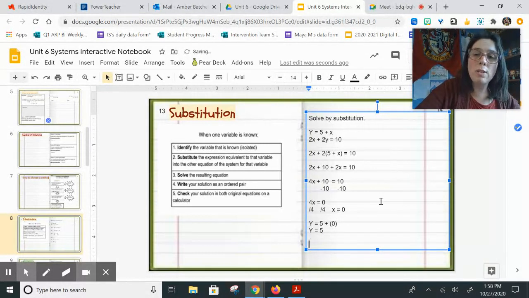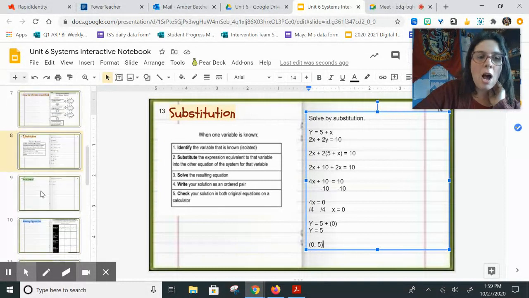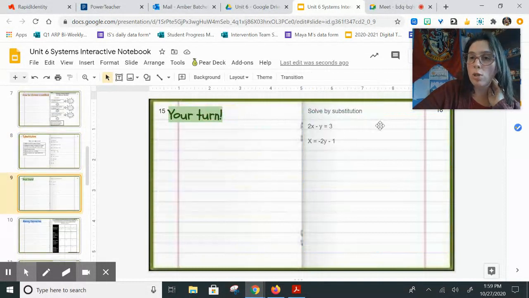So therefore, my whole entire solution to the system, or my coordinate point, is (0, 5). Remember, that's the x. Put x first, comma, y. That's why it's always important to label which one's x and which one's y when you're solving. That way, you don't confuse yourself and write the coordinate point backwards. So that is the substitution method. On the next slide is just your turn to try one.